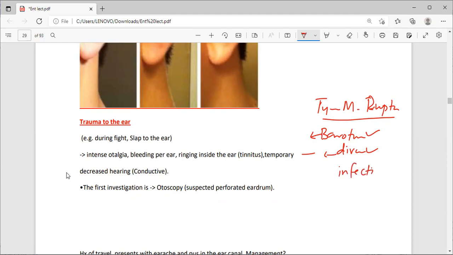The infection is the most common cause of tympanic membrane rupture. But then comes the trauma, from barotrauma or direct trauma. And in trauma, you can see some bleeding from the ear. There will be intense otalgia, ringing inside the ear, tinnitus, temporary decrease in hearing, conductive hearing loss, and there will be bleeding. This is very rare in infections.